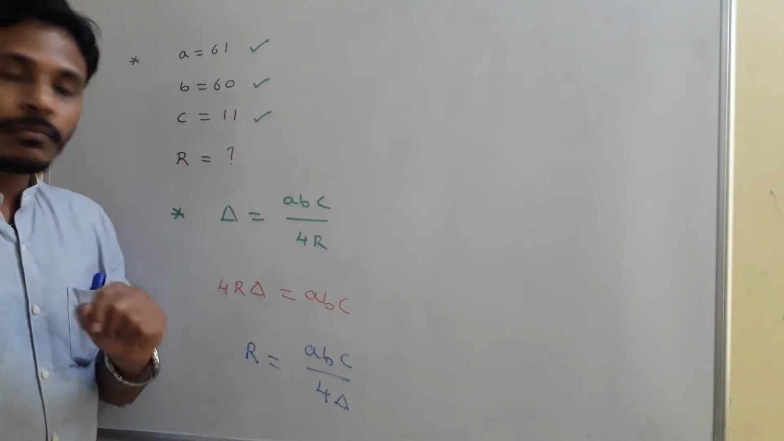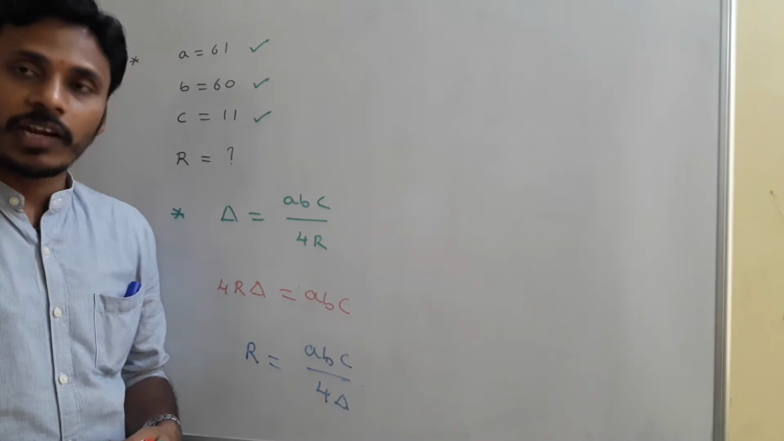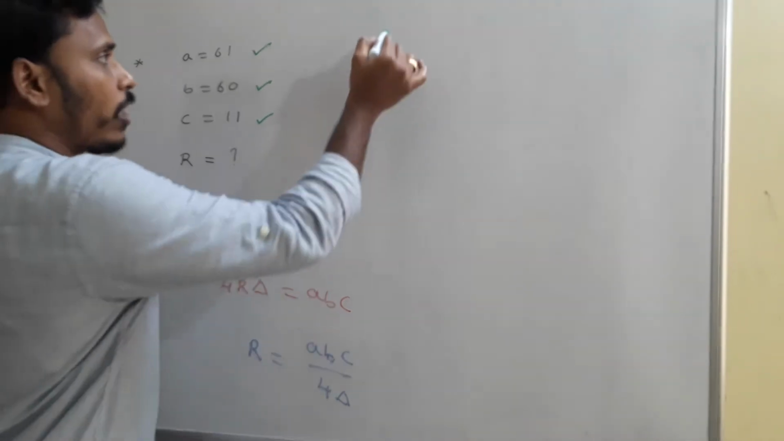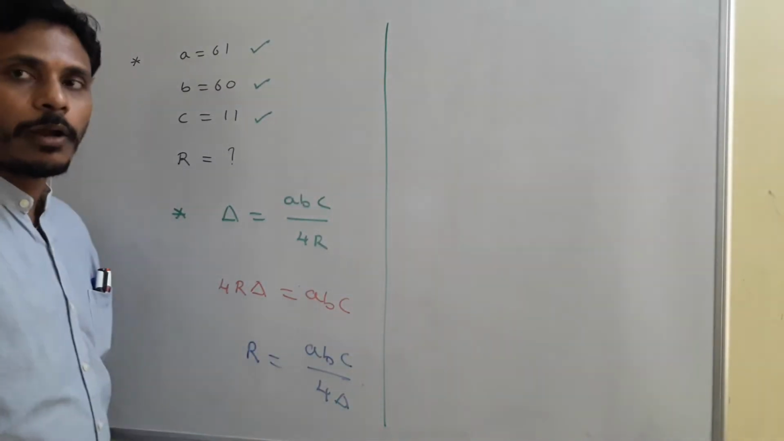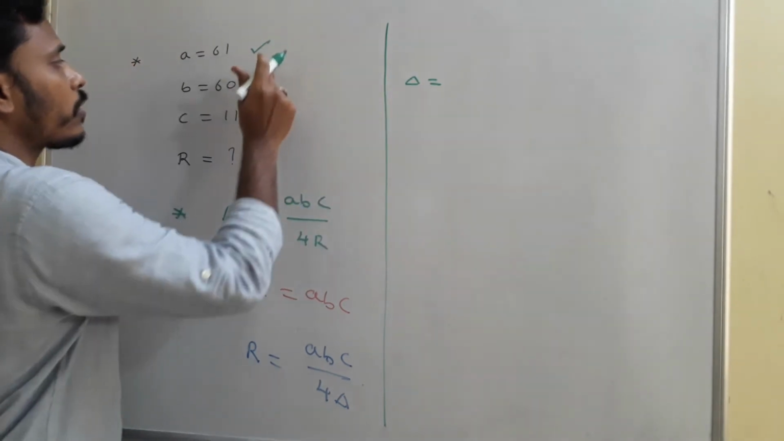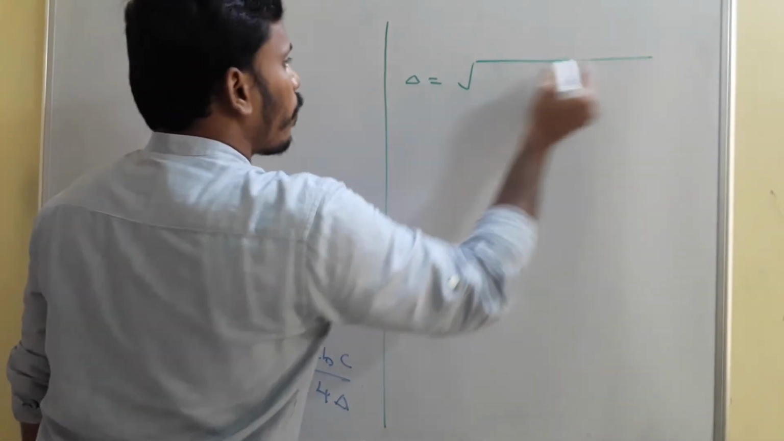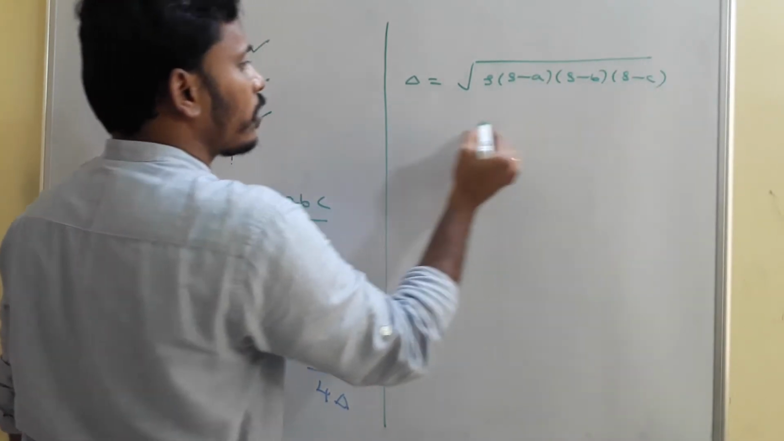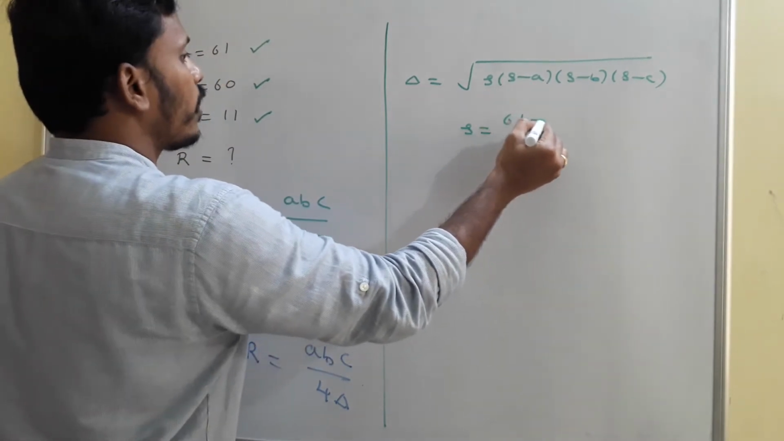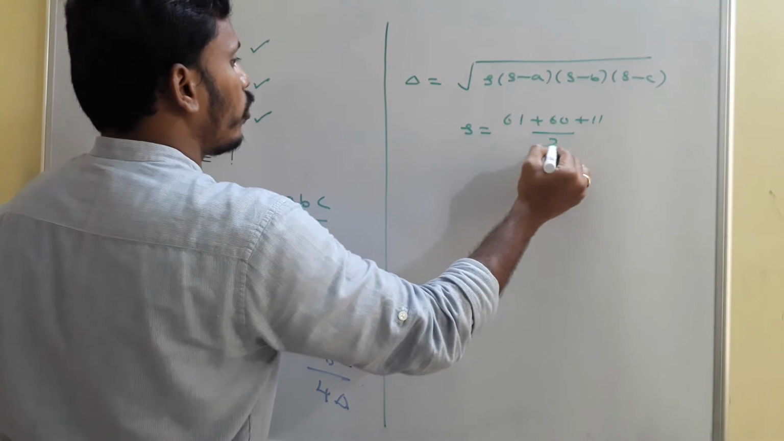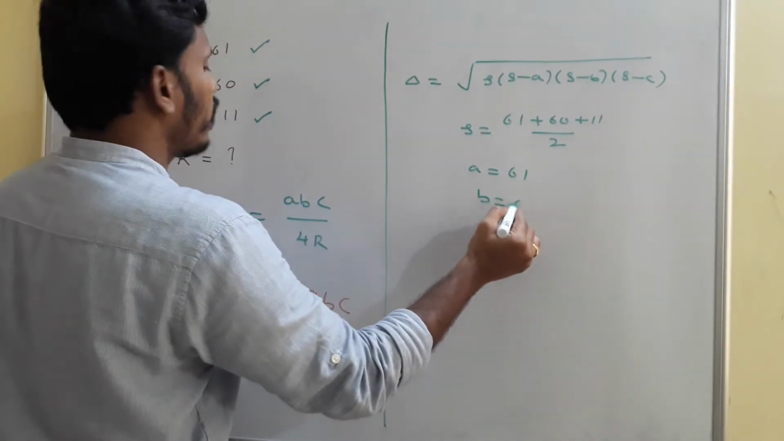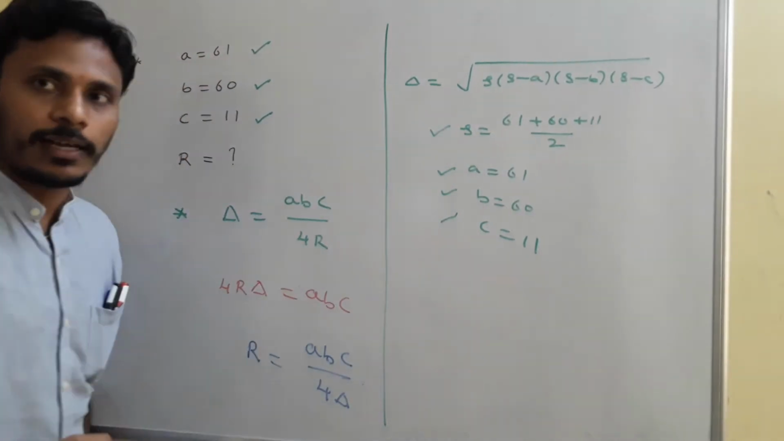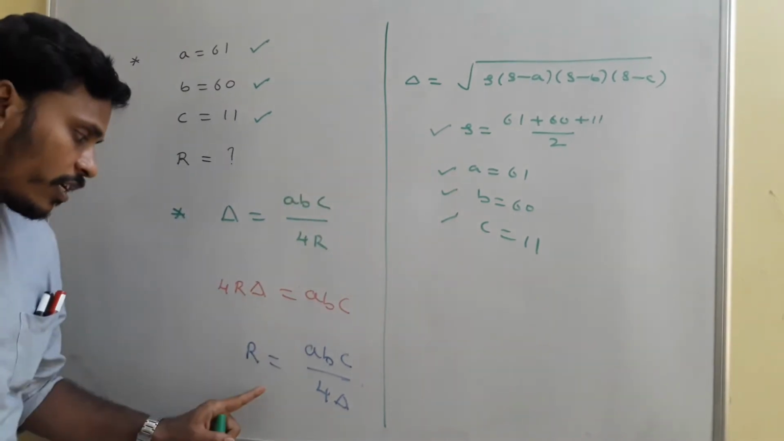Already ABC is given, but what about delta? Delta is the area of the triangle, right? To find the area of the triangle, we have different formulas. Now my task is finding the area delta and then finding R. One way is Heron's formula: square root of S into S minus A into S minus B into S minus C. S is equal to A plus B plus C by 2, that is 61 plus 60 plus 11 by 2. A is 61, B is 60, C is 11. Use S, A, B, C in this formula, you will get delta, and after having delta, replace everything here, you will get R.